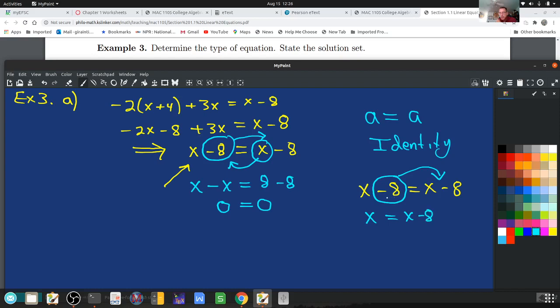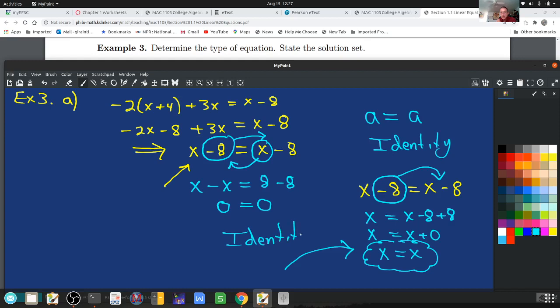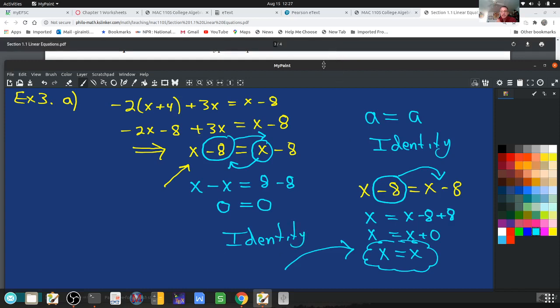What's the price you have to pay? You have to change the sign. So that gives me x is equal to x minus 8 plus 8 is equal to 0. So that gives me x is equal to x. And that's the other form we have, if you go back a few pages, that also signals that this type of an equation, it's a linear equation which is also an identity. So not so bad.